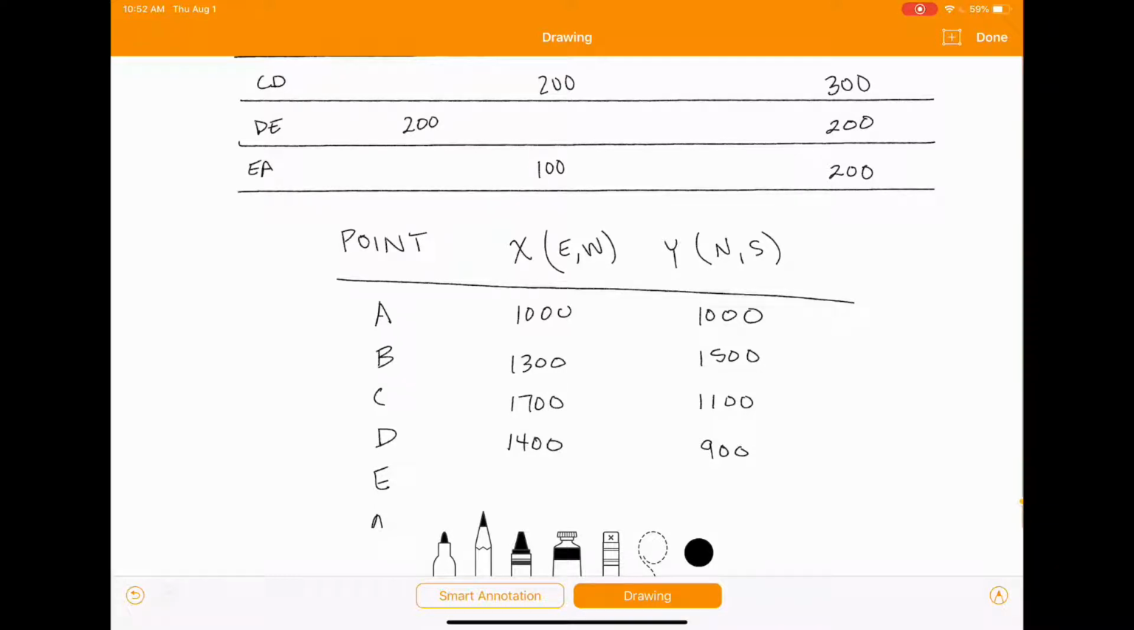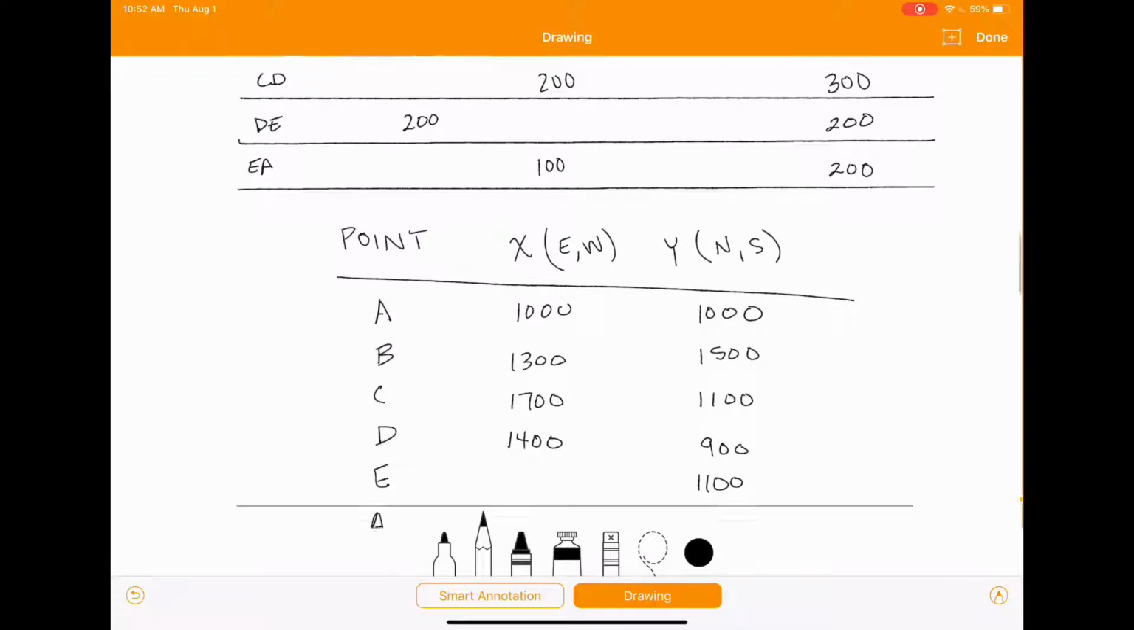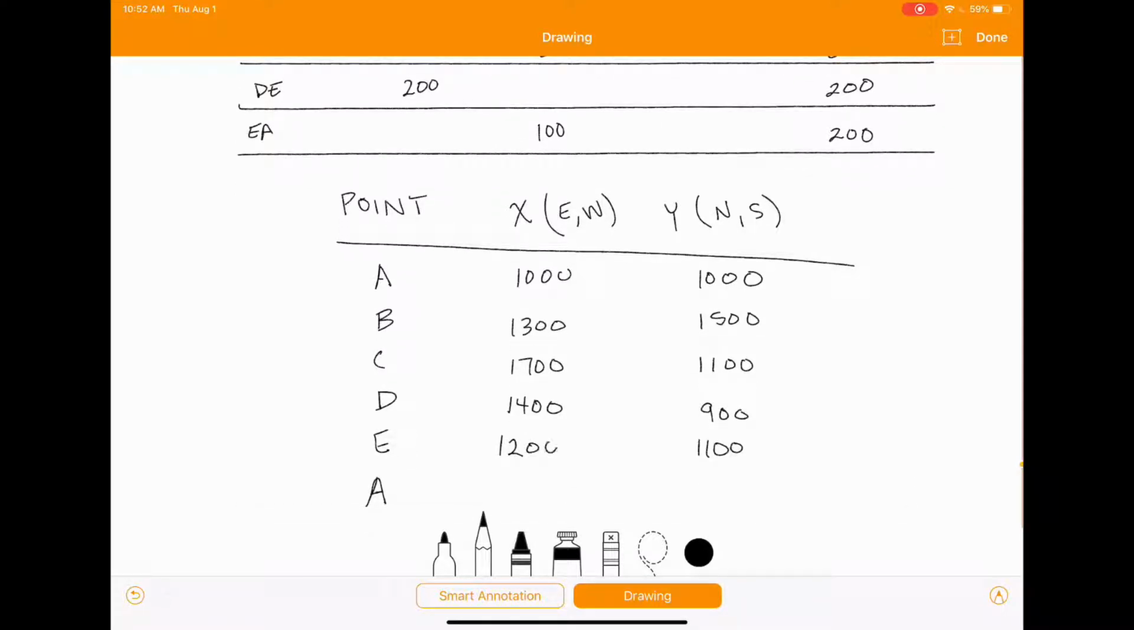And then to get to E, we're going to go up 200, which is going to take us back to 1,100. And we're going to go west 200, which is going to take us to 1,200. And then to get back to A, we're going to go down 100, which will take us to 1,000. And then we're going to go west 200, which again takes us back to 1,000. Now, it's really important that you get back to your 1,000, 1,000. Otherwise, you made an arithmetic mistake somewhere.